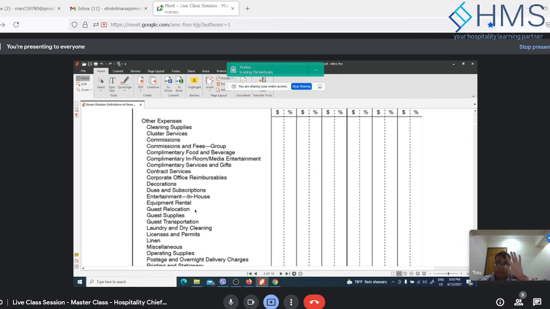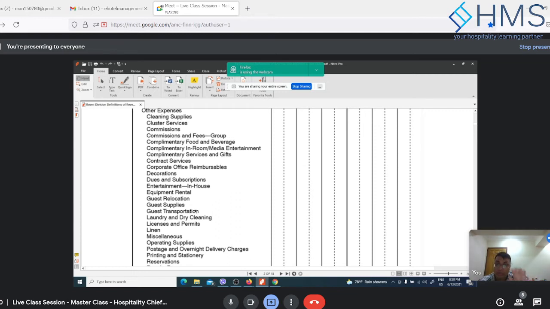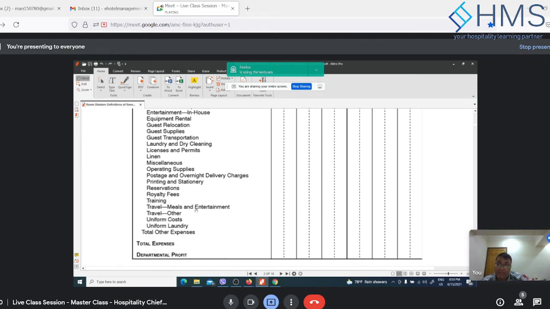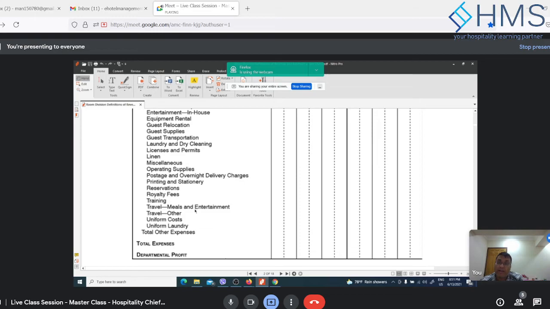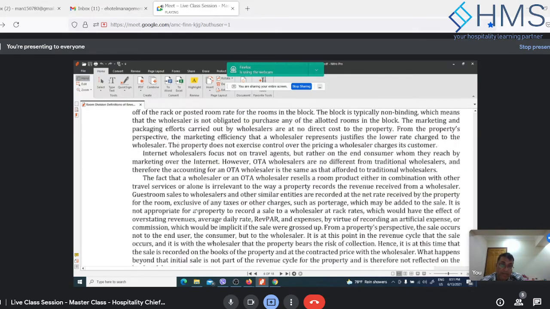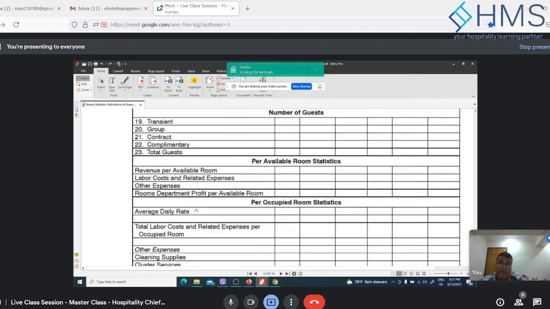These are fixed. You can put them in the same order, or you can put them in any other order, however you want. It does not really matter. But the only thing is you cannot change the lines. You have to keep the same name, same number of lines, and you cannot increase or decrease it. So if anything is there which you think is not a part of any of these lines, does not fit into the definition, then you put it into the miscellaneous. Okay, and then you will calculate the departmental profit. So that's the rooms departmental expenses.